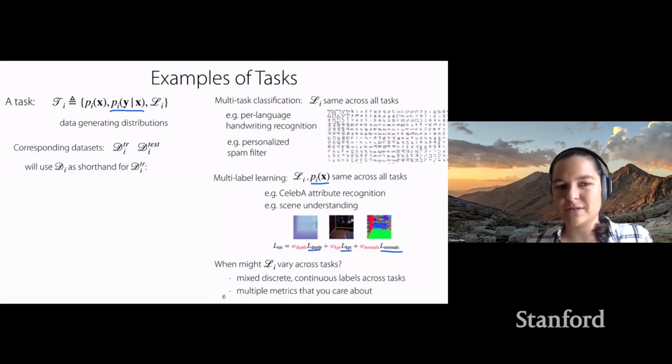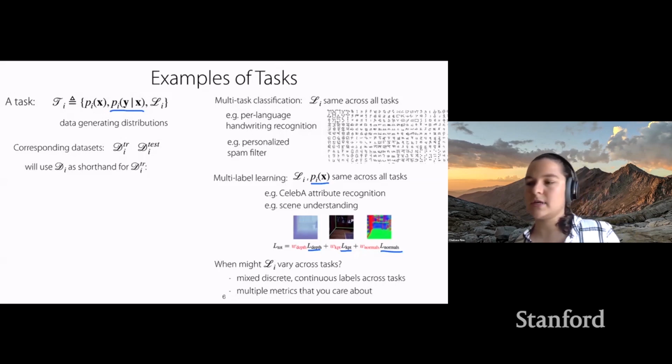Okay, any questions on these example problems? Could you explain a little more about the per-language handwriting recognition? Are you trying to recognize handwriting for different characters for different languages at the same time?